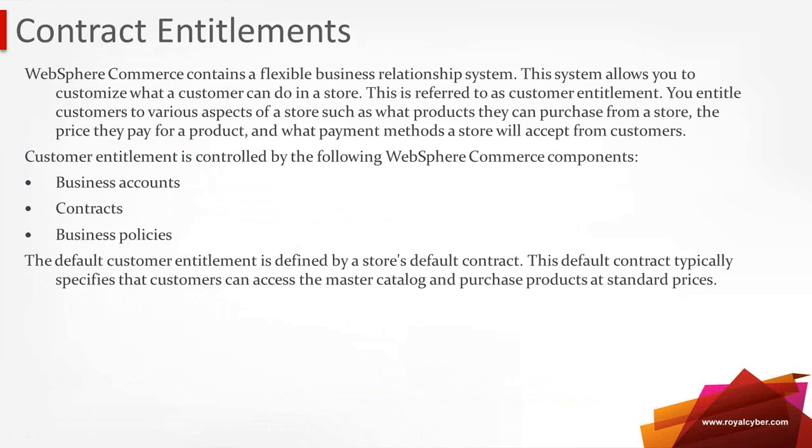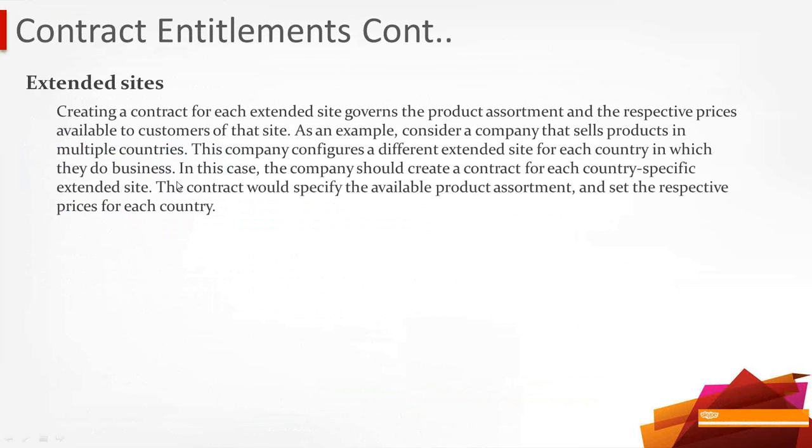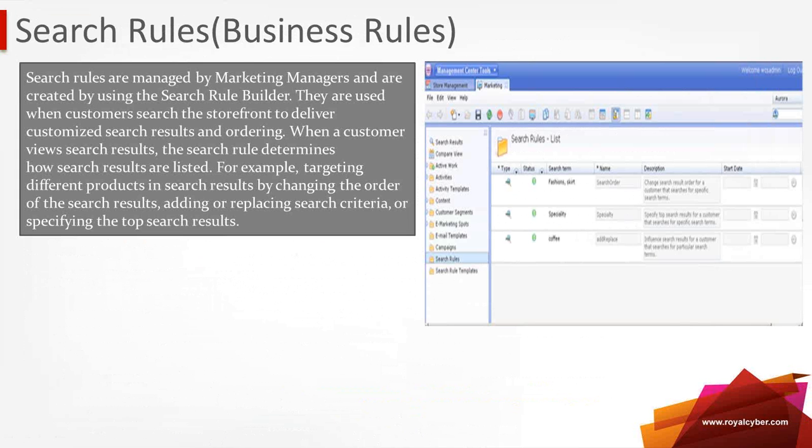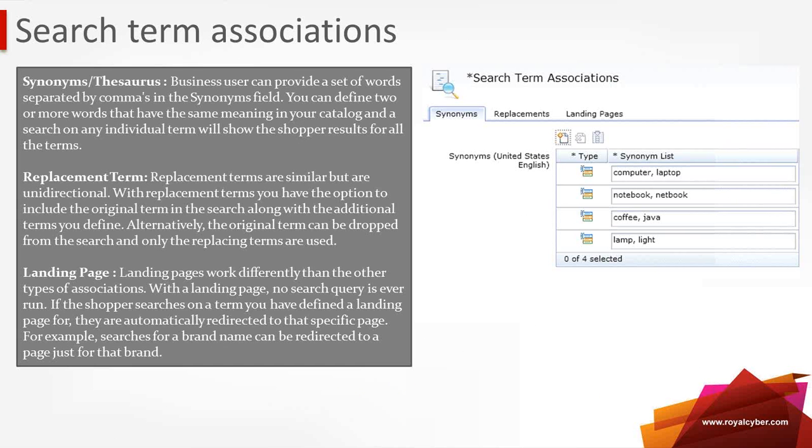And then, based on different business accounts, contracts, and business policies, you can show different products and different prices in the storefront. One of the examples is for different countries, we can show different configurations of products and pricing and payment methods. Business users can use Management Center to set up rules, and we'll go more into that.